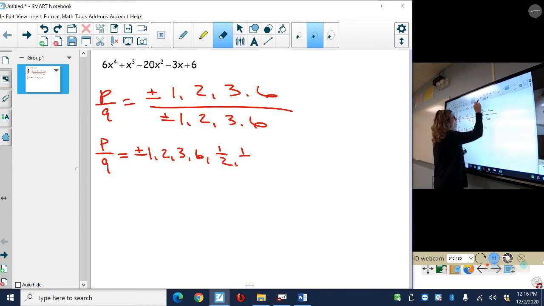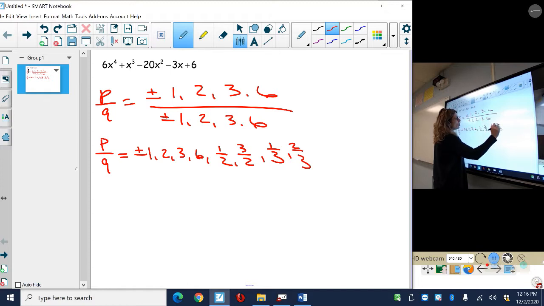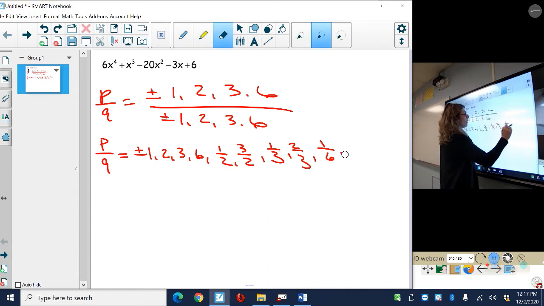2 over 2 is 1. 3 over 2, 6 divided by 2 is 3. Already have it in there. So now 1/3, 2/3, 3/3 is 1, 6/3 is 2. So 1/6, 2/6 is going to be 2 over 6 reduces down to 1/3. 3 over 6 is 1 half. 6 over 6 is 1. So that is done for that.